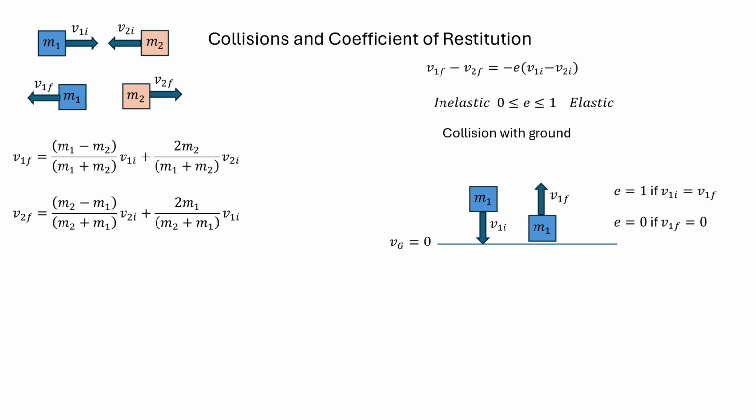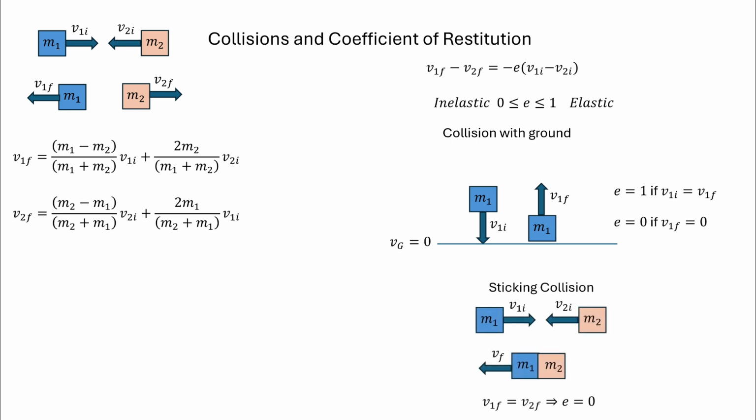Here's what doesn't make sense. If I take two blocks and they're both moving and I smack them together and I demand that it's a sticking collision, in other words, V1 final equals V2 final, if that's the case, then my coefficient of restitution has to be 0. But clearly, I have some kinetic energy at the end. Perhaps not as much as I started with, but I still have some kinetic energy. So this elasticity can't quite be the amount of kinetic energy I have at the end.